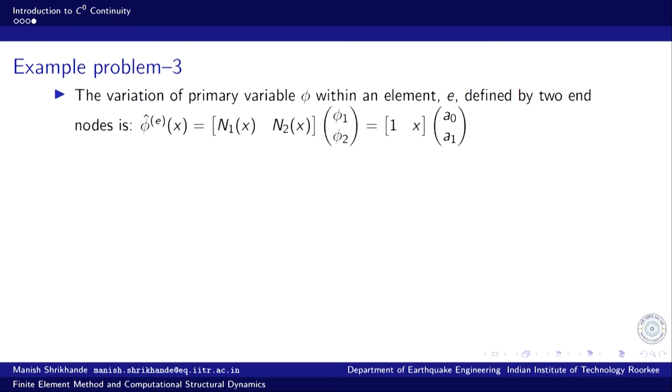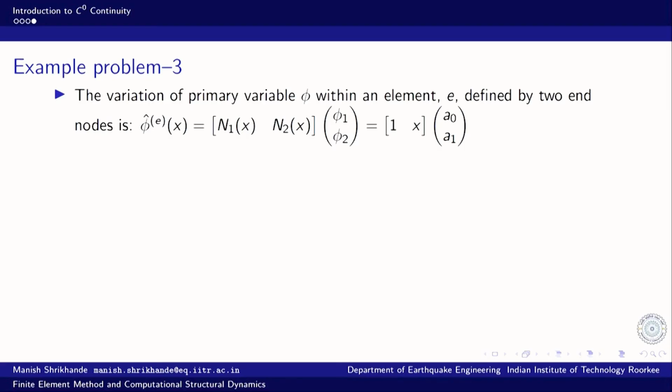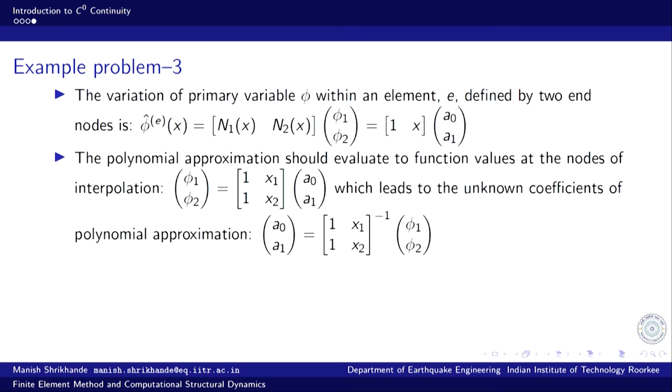Now, this has to satisfy the interpolation condition, that is at x equal to x1, the first node of the element, the approximation has to agree with phi 1. It should evaluate to phi 1. Similarly, at x equal to x2, the approximation should evaluate to phi 2. That is the condition of approximation as an interpolation model. So, if we impose that, the polynomial approximation should evaluate to function values at the nodes of interpolation.